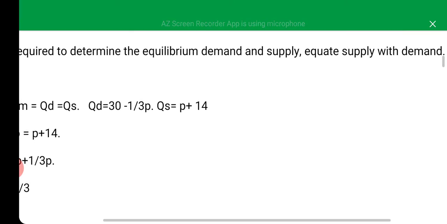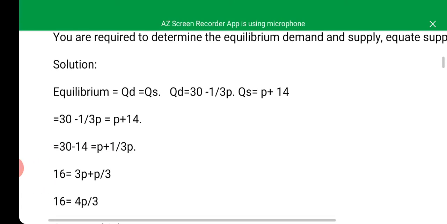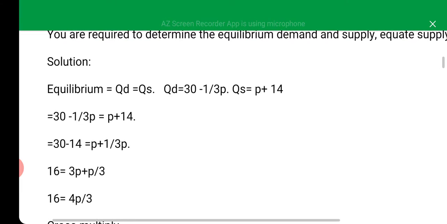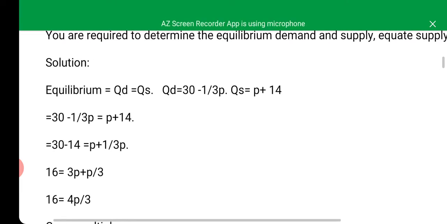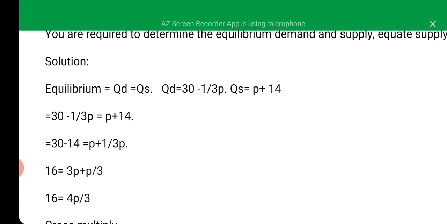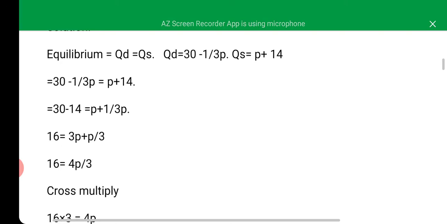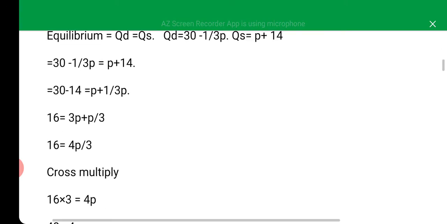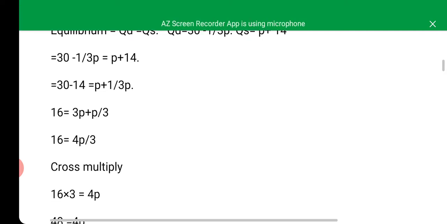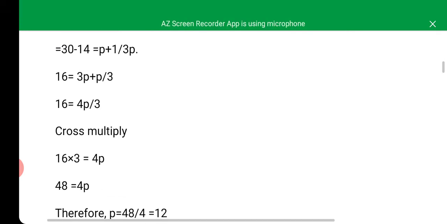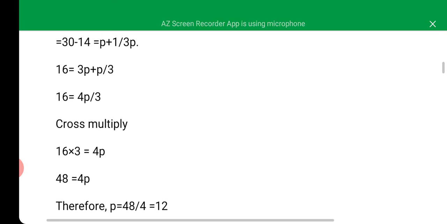Equate supply with demand. To solve this, we have to apply the formula for finding equilibrium, which says quantity demanded is equal to quantity supplied. We have been given the quantity demanded to be 30 minus 1 over 3P and quantity supplied to be P plus 14. So let's now equate them to each other. Collecting the like terms, we have 30 minus 14 equals P plus 1 over 3P. And when we take away 14 from 30, we have 16 equals P plus 1 over 3P.